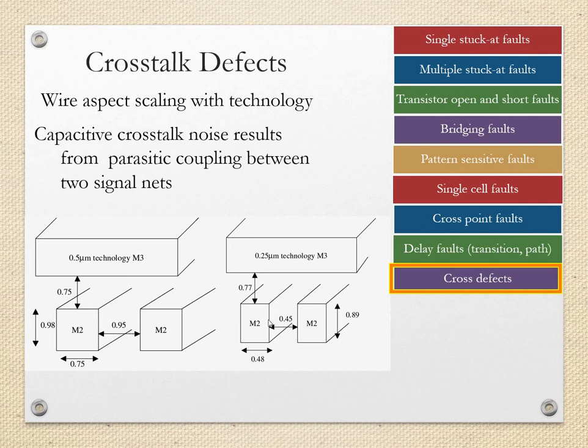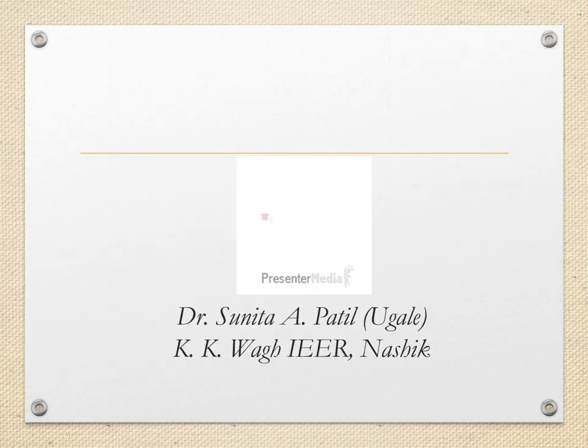And because of that, as the wires are very near to each other, there may be some capacitive crosstalk noise resulting from the parasitic coupling between the two signal nets. So wherever two such wires are running parallel to each other, this may result into formation of stray capacitance. So this is the crosstalk defect. The signal which is running on this wire may get coupled or transferred into the wire which is running parallel to it. So this is called the crosstalk defect.